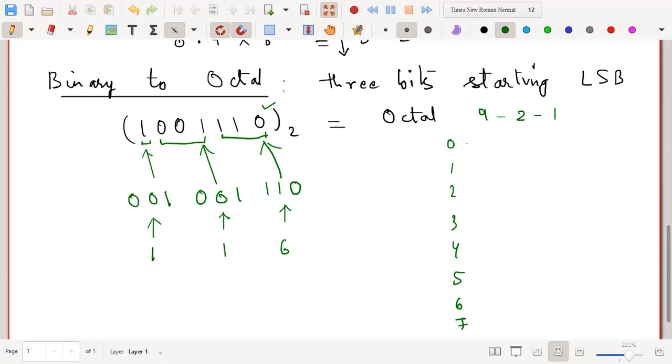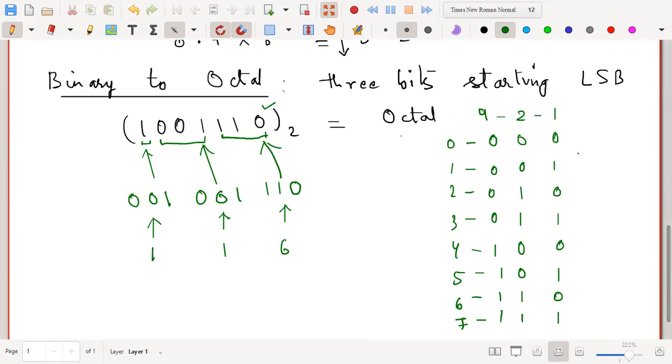Now, for 0 1 2 3 4 5 6 7, you need to use this 421 code. First start writing from 4: 0 0 0 0, then you have 1 1 1 1. Unlike BCD, where we used the 8421 code, for octal we will use the 421 code. Again, 2 zeros and 2 ones, 2 zeros and 2 ones, and then at the end a single 0 and single 1, similarly to the last.